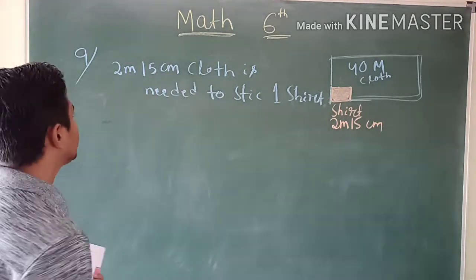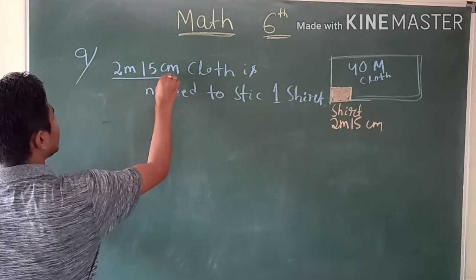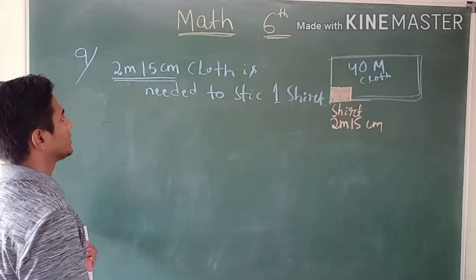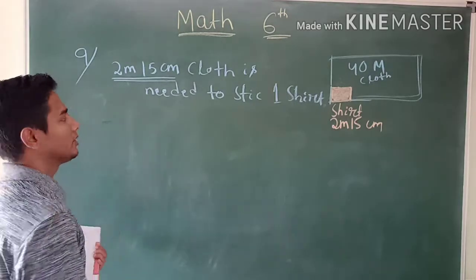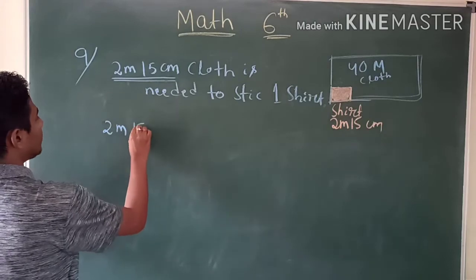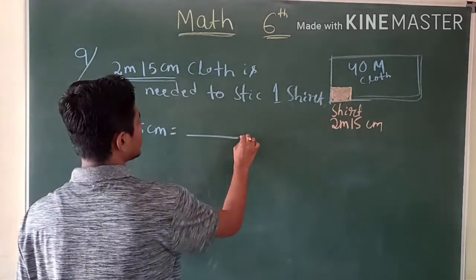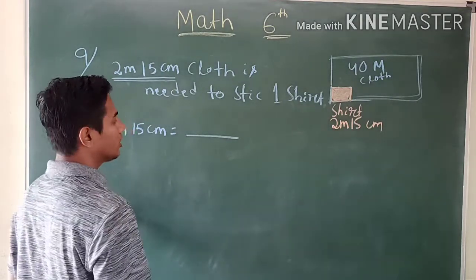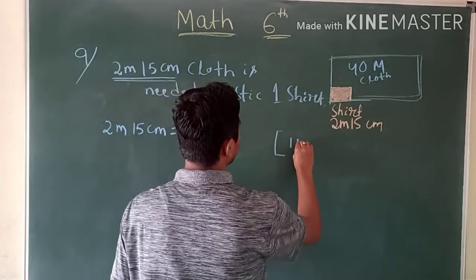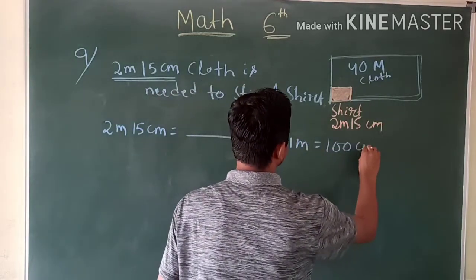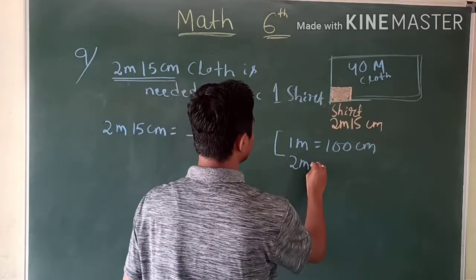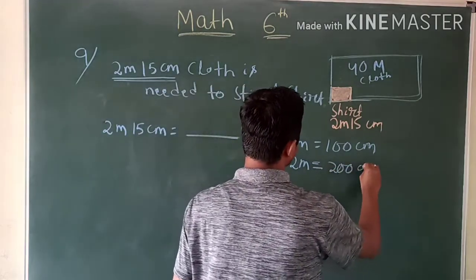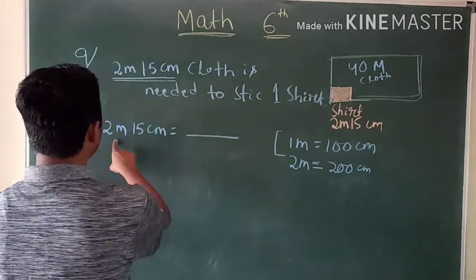So here you can see the units are different. Meter and centimeter both are different. So now you convert to one unit, means 2 meter 15 centimeter equal to dash meter or centimeter. It is easy to convert to centimeter. All of you know 1 meter equal to 100 centimeter. So 2 meter equal to 200 centimeter. Am I right?